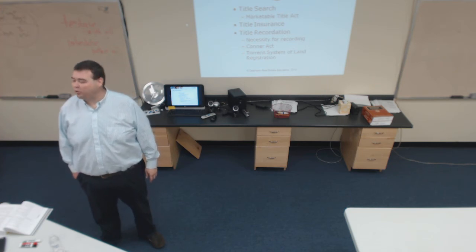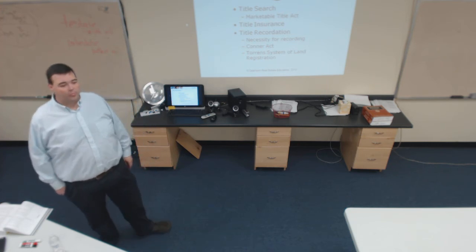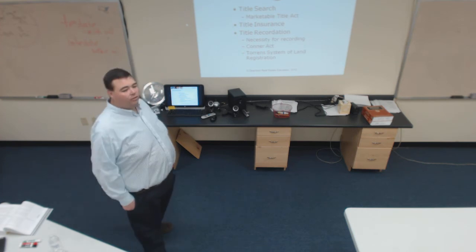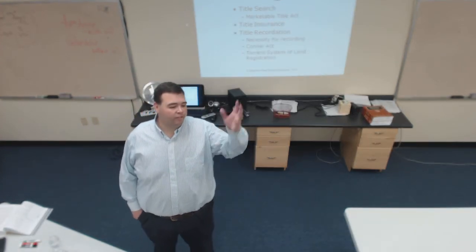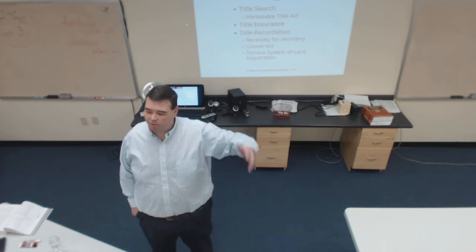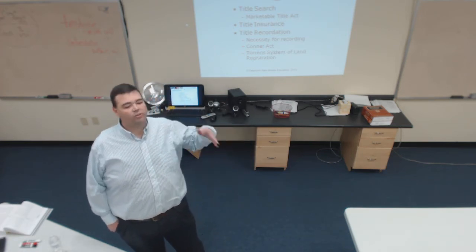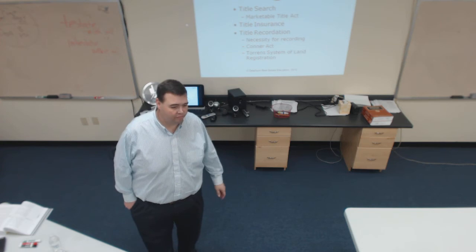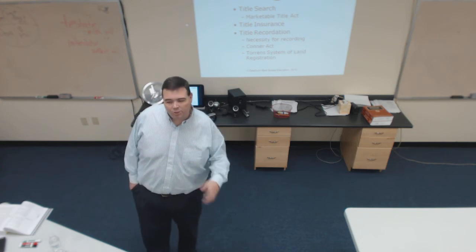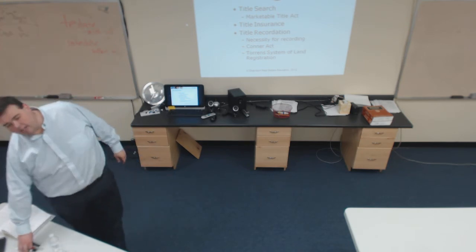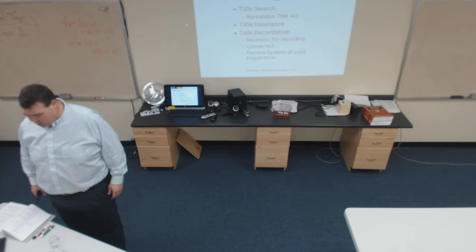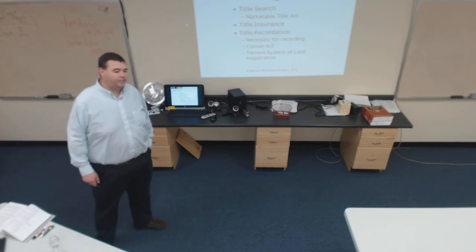It's called an abstract of title. An abstract of title is like a little one-page overview of how many times the property's been transferred and whether or not that was a clear transfer. That's what the closing attorney is going to provide. They're going to provide this abstract of title, which is the short and sweet version of the chain of title.